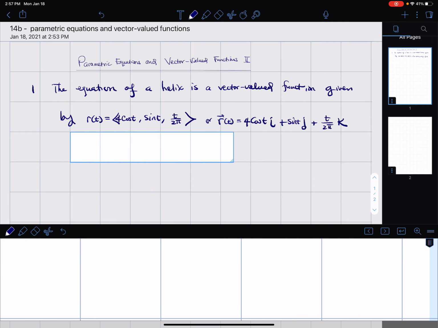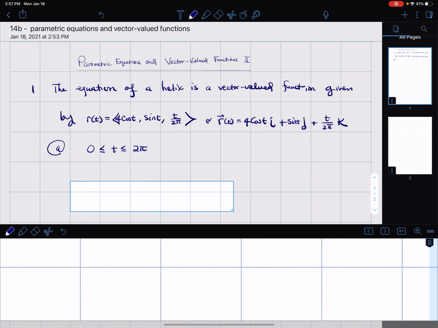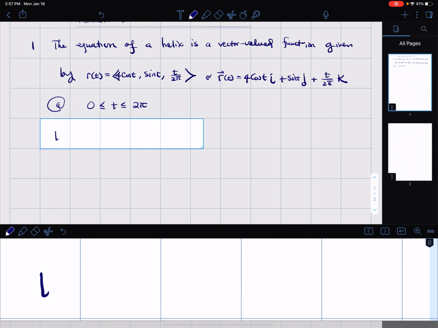So how about we try to sketch this helix for the first case. Let's sketch it for t between 0 and 2 pi. What do we get? This is going to be another challenge again for me, but I'm going to try. This is t, x, y, and then let's do z.